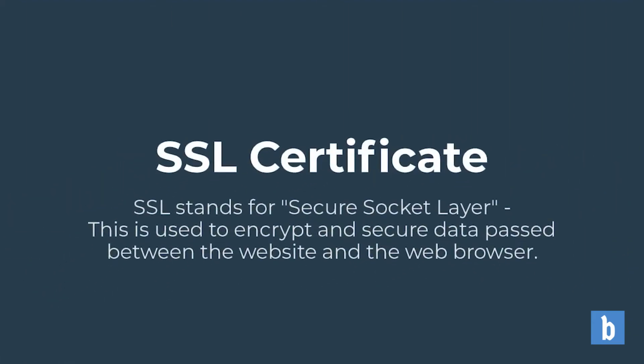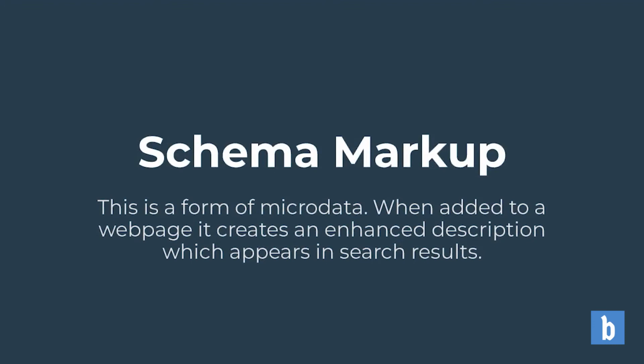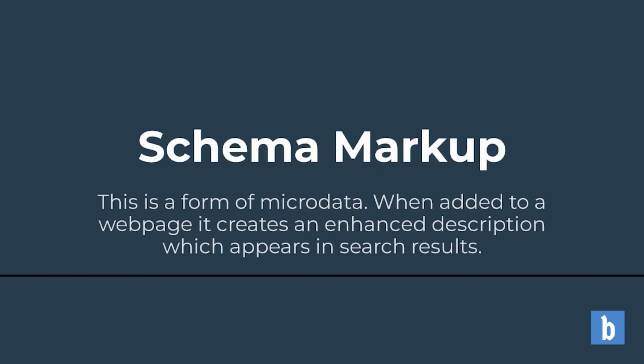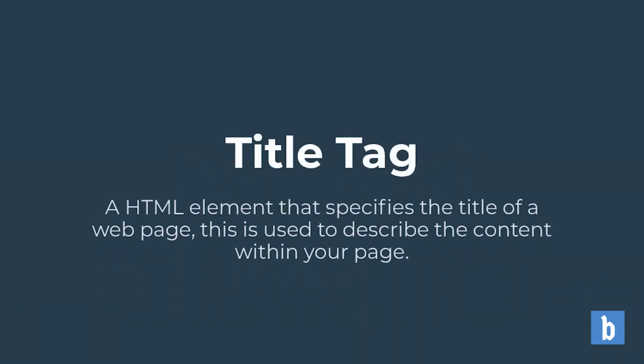SSL Certificate. SSL stands for Secure Socket Layer. This is what's used to encrypt and secure data passed between the website and the web browser. Schema markup. This is a form of microdata. When added to a web page, it creates an enhanced description which appears in some search results. Thin content. This is website content that adds little or no value to the user, and it is very bad for SEO. Title tag. A HTML element that specifies the title of a web page. This is used to describe the content within your page.